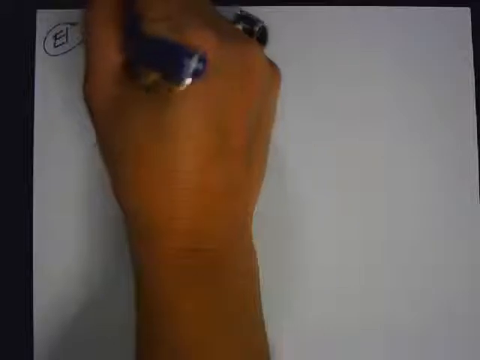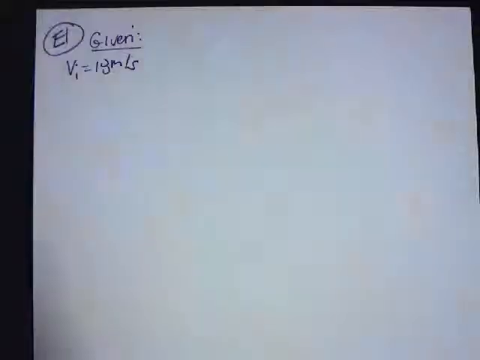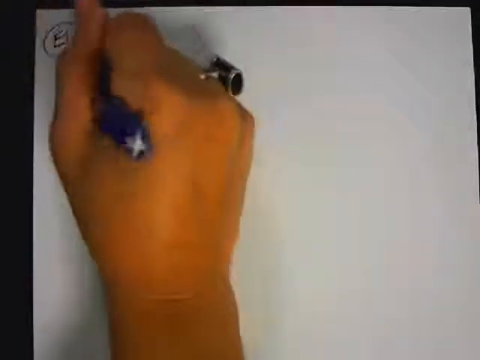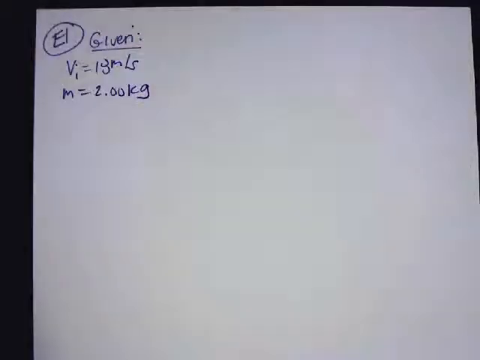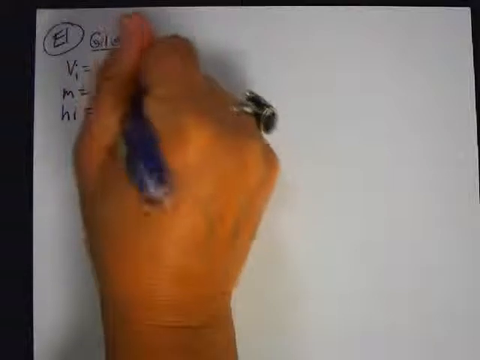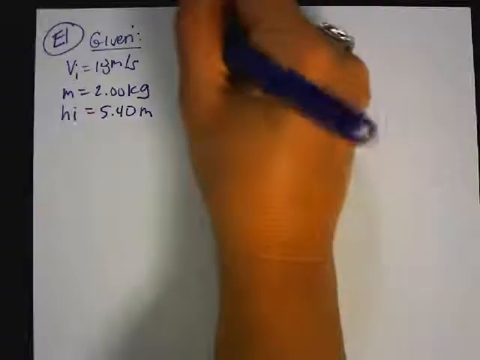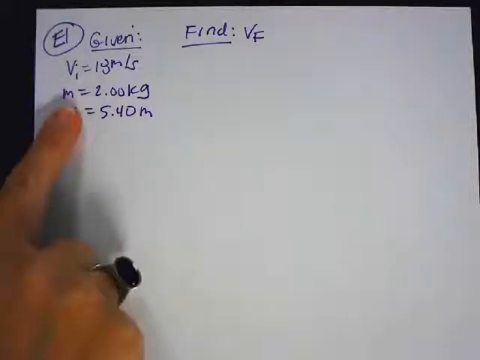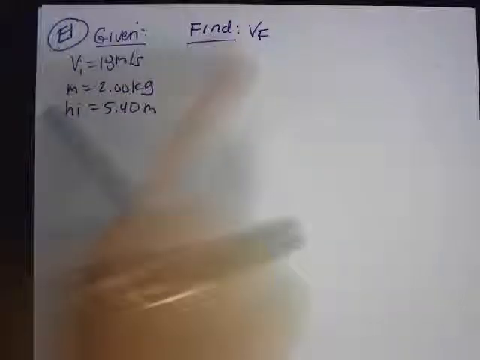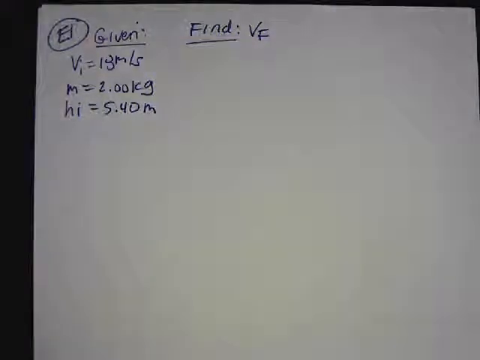So it says a bird is flying with a speed of 18 meters per second over water when it accidentally drops a 2-kilogram fish. If the altitude of the bird is 5.40 meters, what is the speed of the fish when it hits the water? So we're given the initial velocity, the mass, and how high it is above the ground, and then we want to find the final velocity.